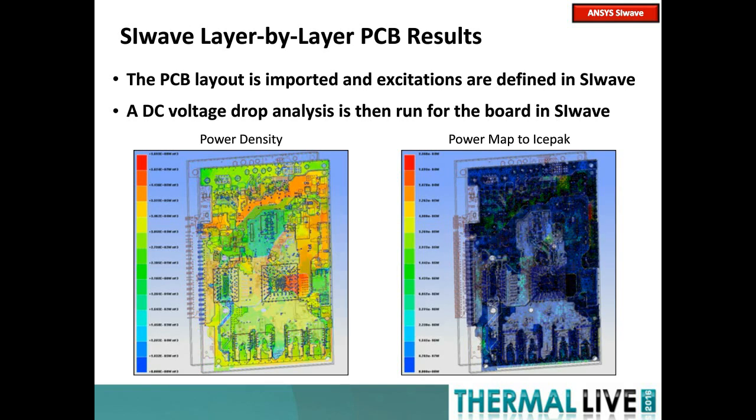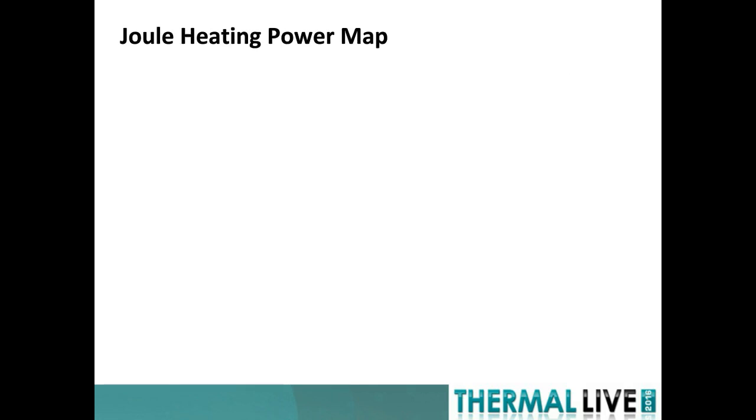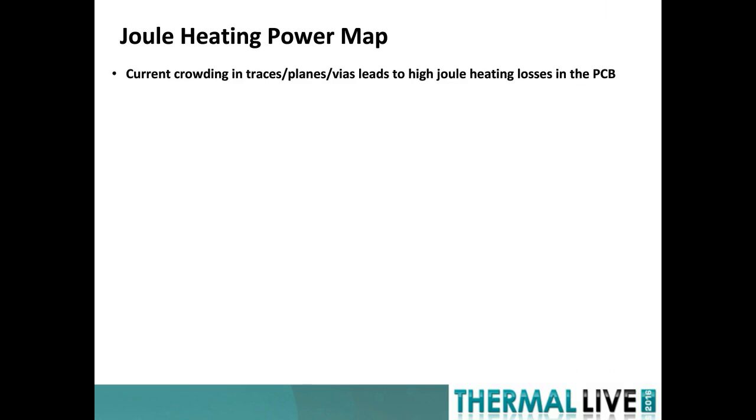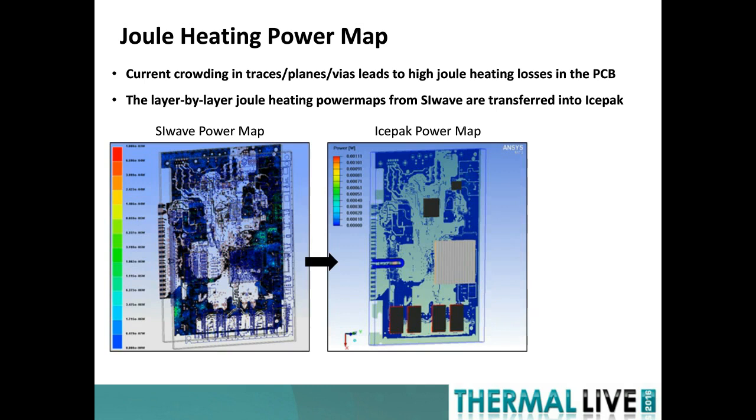This power map was generated in SI wave from a DC voltage drop analysis. The current crowding in traces, planes, and vias leads to high joule heating losses in the printed circuit board. The layer by layer joule heating power maps from SI wave are transferred into IcePack. On the left is the SI wave power map, and on the right is the power map that comes into IcePack at each layer in the board.